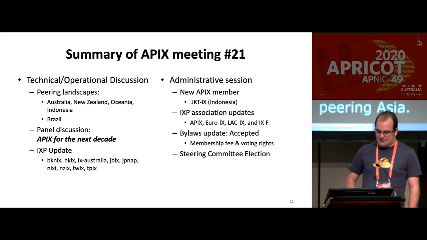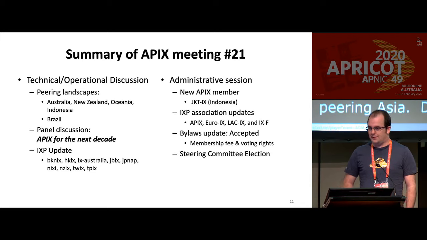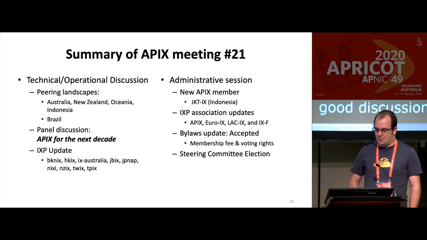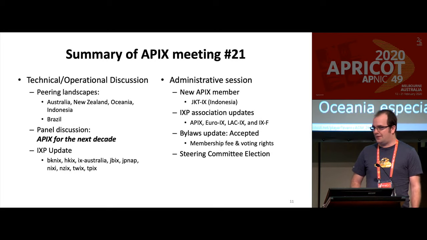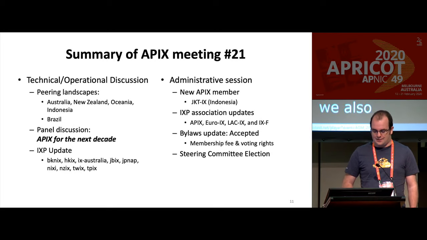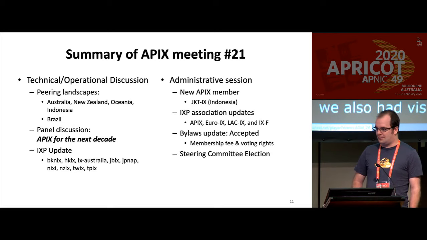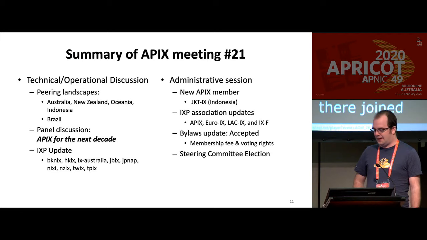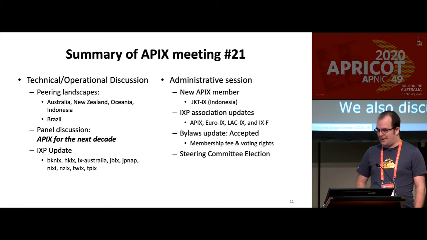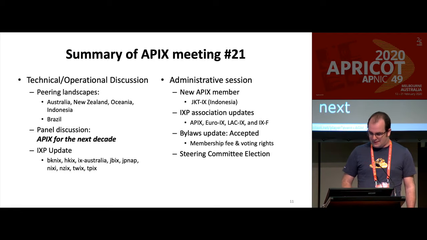During this last meeting, we had some good discussions. We talked about the overview of what peering looks like across this region, across Oceania especially, Australia, New Zealand, Indonesia. We also had visitors from outside of the region, so from Brazil, major internet exchange there joined. We also discussed what APIX should do for the next 10 years, thinking about how the last 10 years were and what's coming for the next 10 years.